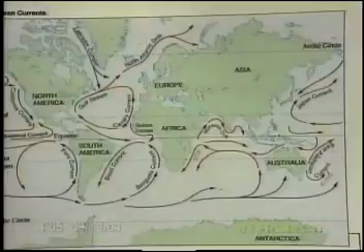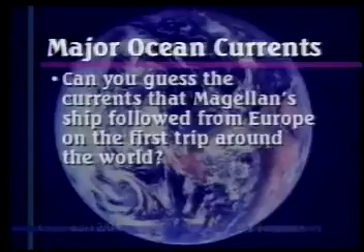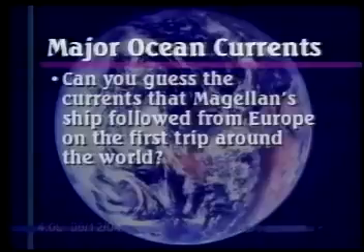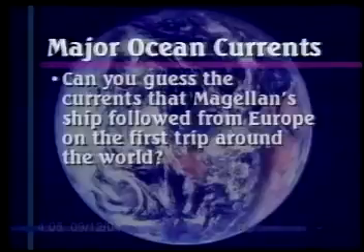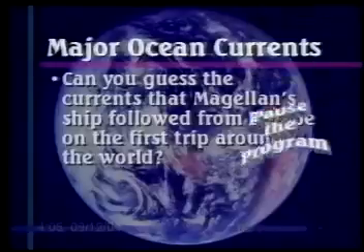Okay? Now, here's the thought question. You're going to have to think a little bit on this one. Can you guess the currents that Magellan's ship followed from Europe on the first trip around the world? So you're going to start in Europe and then try to follow the currents all the way around the world. And I'll give you a little hint. One of the currents isn't actually labeled. It's shown there, but it's not labeled. So you'll just have to jot that one in. Okay?